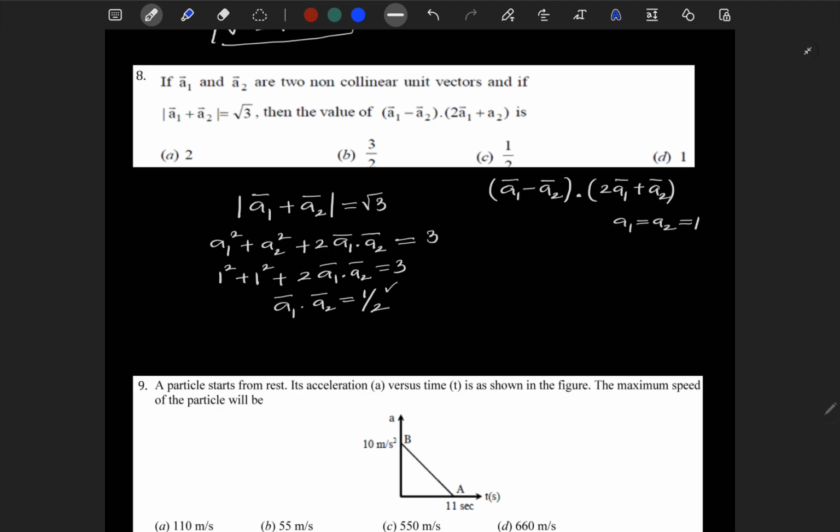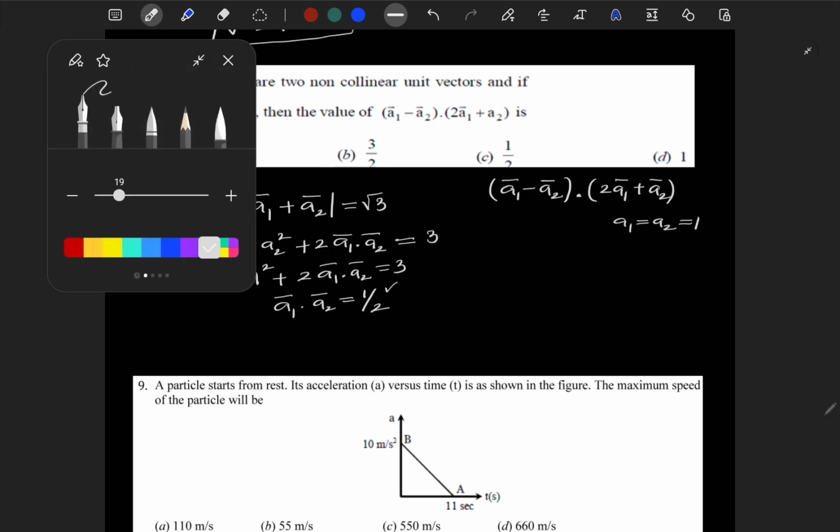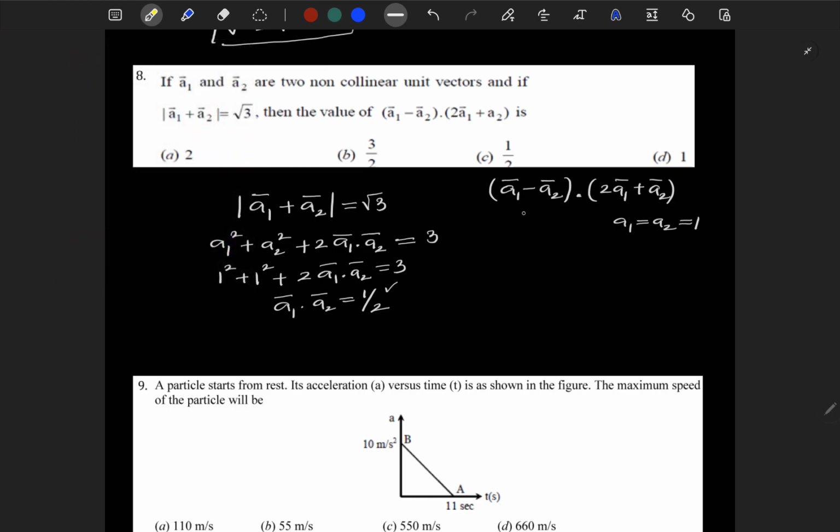Let's solve the next statement here. Let's change the color. So let's multiply this and this, and so this is 2 times a1 square, and the next one is a1 bar dot a2 bar, which is 1 by 2. So I'm writing it as 1 by 2. I hope you understood this one. I multiply this with the second term. So a1 bar dot a2 bar, which is 1 by 2. And next minus 2 times a2 bar dot a1 bar, and you should know that a2 bar dot a1 bar is same as a1 bar dot a2 bar, which is same.